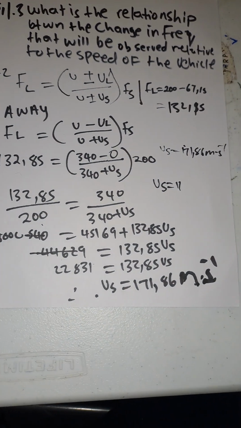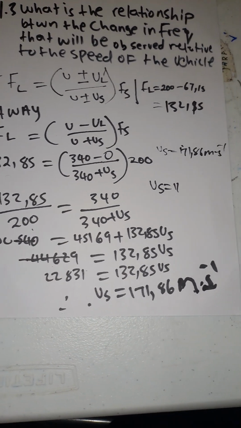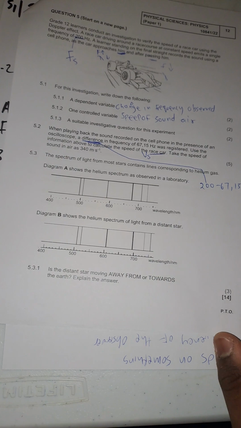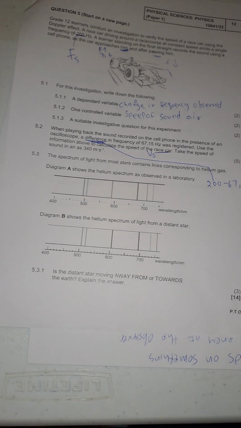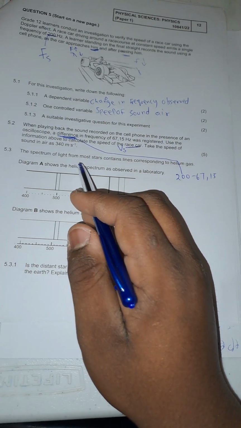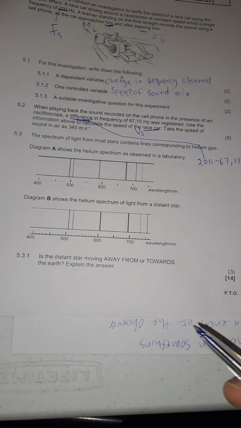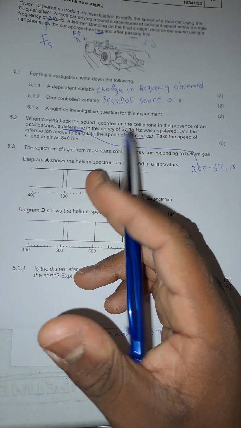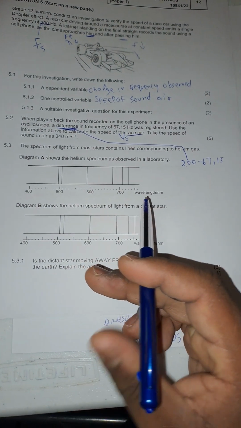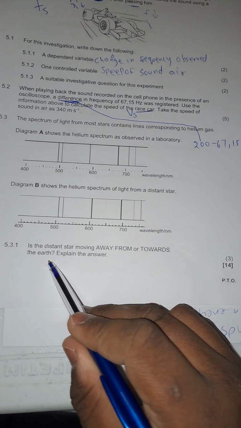So now let's go to the next question. Don't mind that part, I was too fast. Let's go to the next one. So now I'm going to write this one here because you're already done with the question, right? The spectrum of light from most stars contains lines corresponding to helium gas. Diagram A shows the helium spectrum in the laboratory. This one, distant star. Is the distant star moving away from or towards the earth?